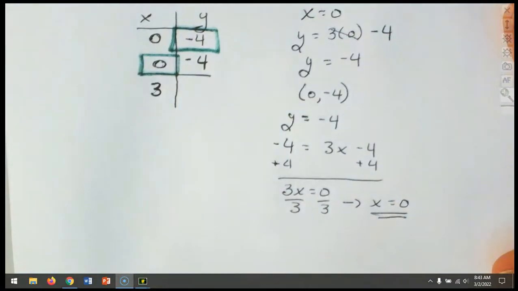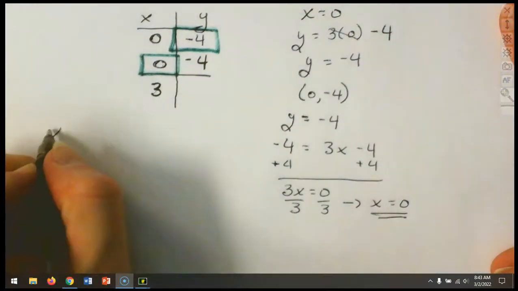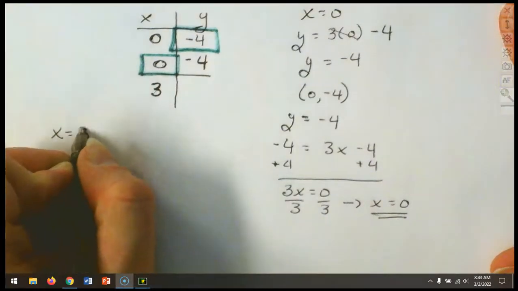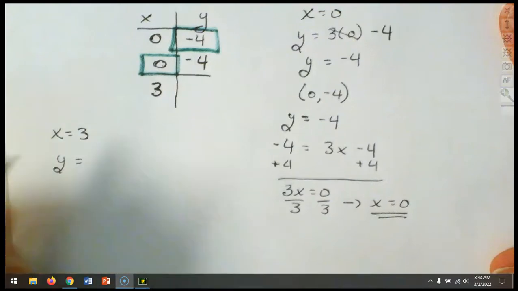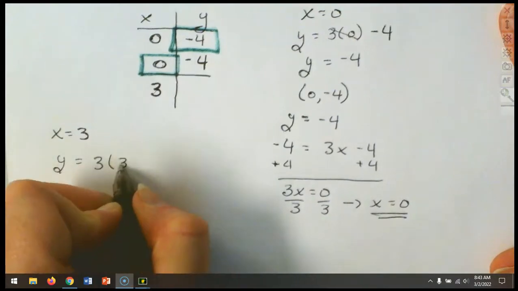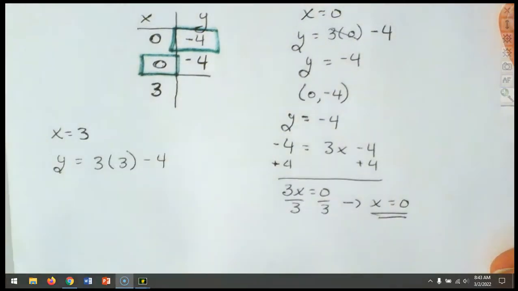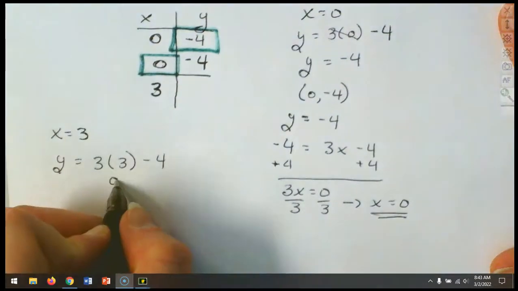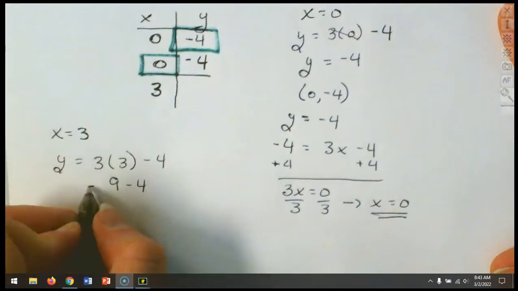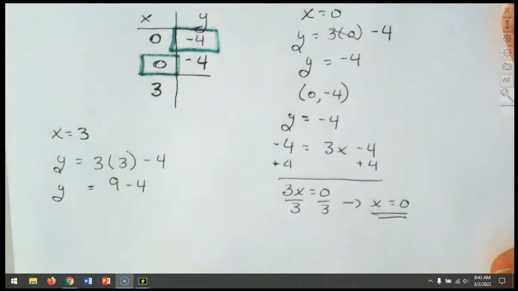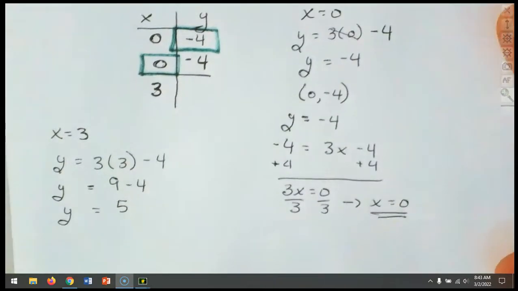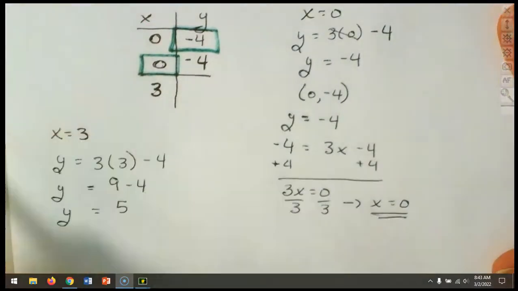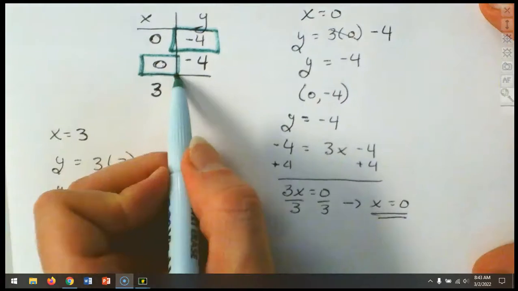Okay, so let's add in x equals 3. And if I add in x equals 3, that gives you y equals 3 times 3 minus 4. 3 times 3 is 9. And 9 minus 4 is 5. So that's what we've got there. So what's our value going to be here in our new blank? 5.